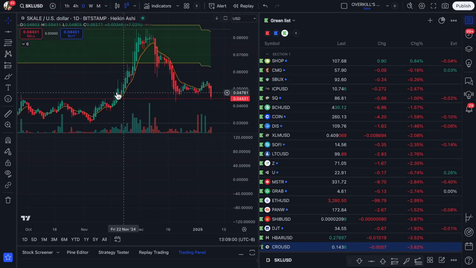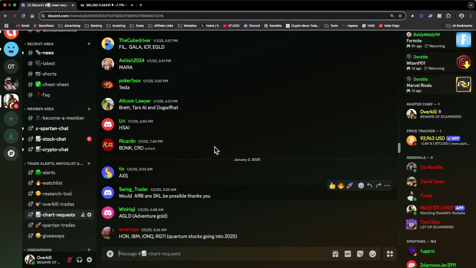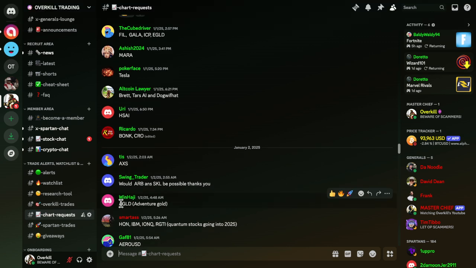So here's Scale. Scale also gave you the red one there yesterday. That was January 7th at around 5 cents, and it is selling off. So you got a 4 cent stop loss on this one. 4 cents on the stop loss. Wait for the green dot to re-enter the position or add again.